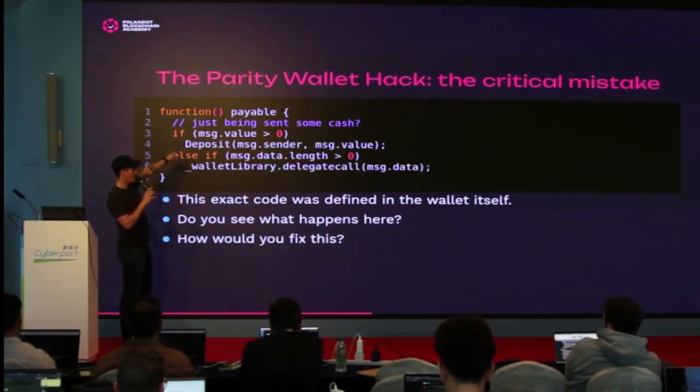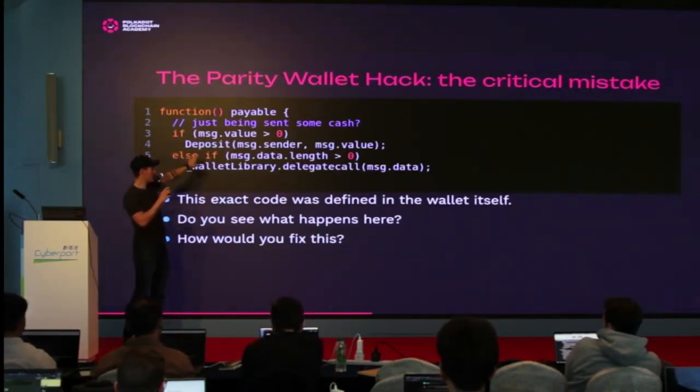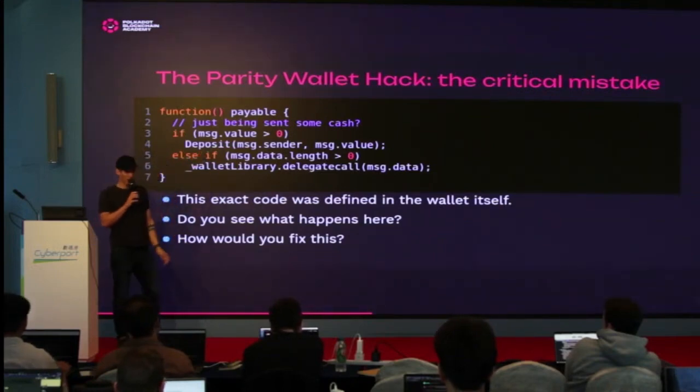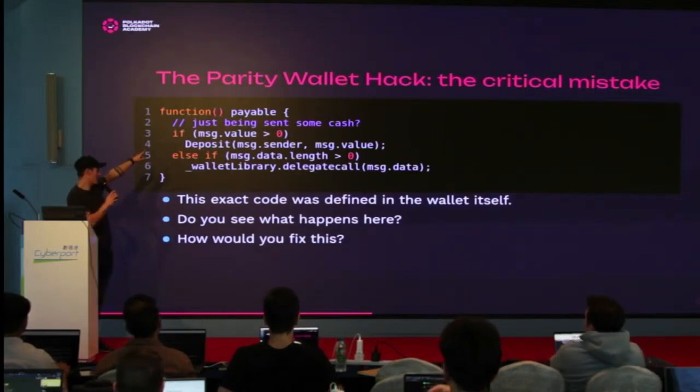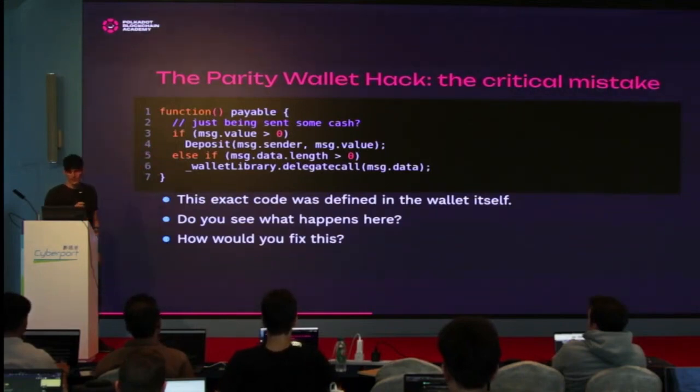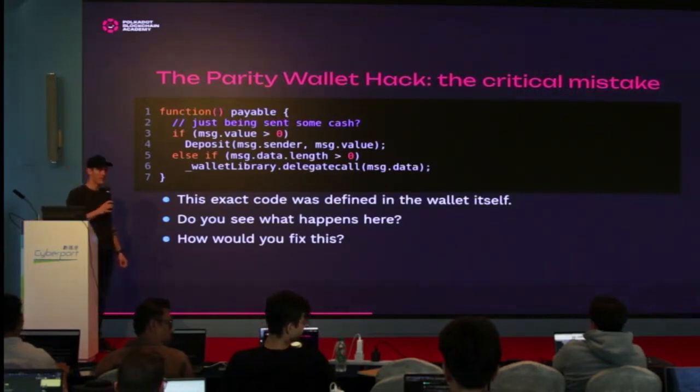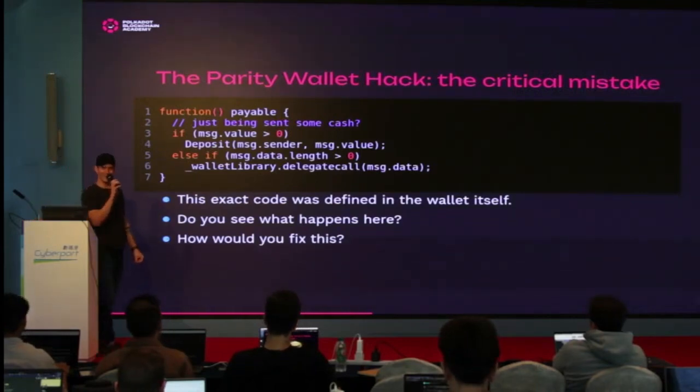Can you see what happened? Which line was attacked? Maybe you can see it already. I'm going to say that you've seen this. This is also a fallback function, a function with no name, which is payable. So you should recognize this. It should feel familiar. There's no wrong answers. Oh, there are wrong answers.